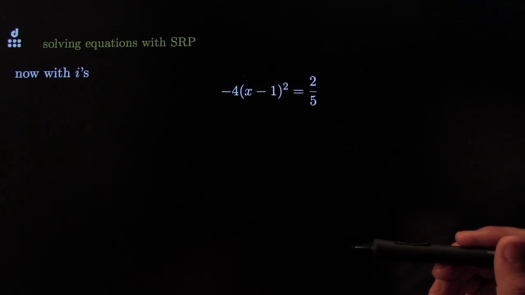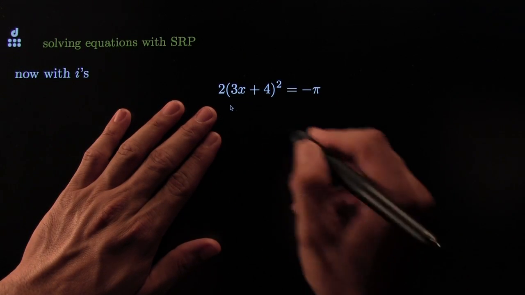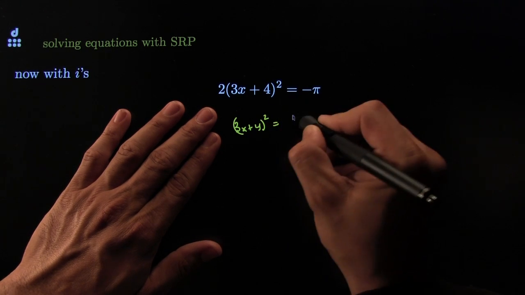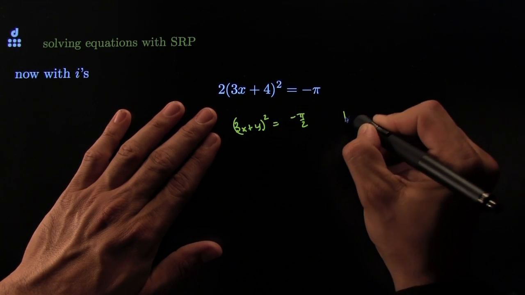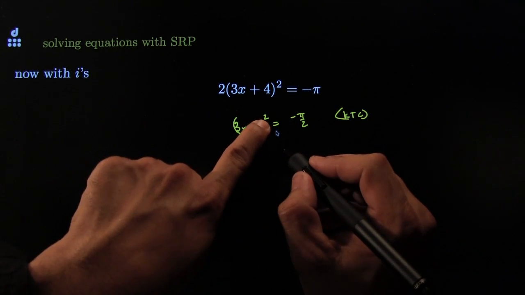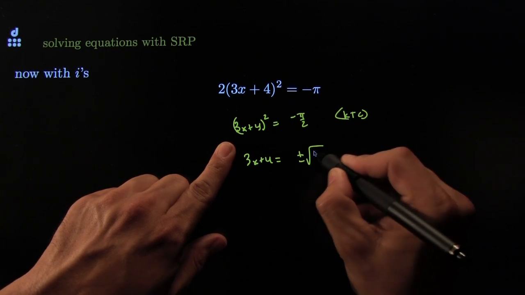Which one do you want to do, that one or that one? Let's just do this one. We'll finish off with this one. So this one's got a 2 there, and we won't let that stop us. We can divide both sides by 2. That's killing the coefficient, and then we can get rid of that 2 by using the famous square root property.